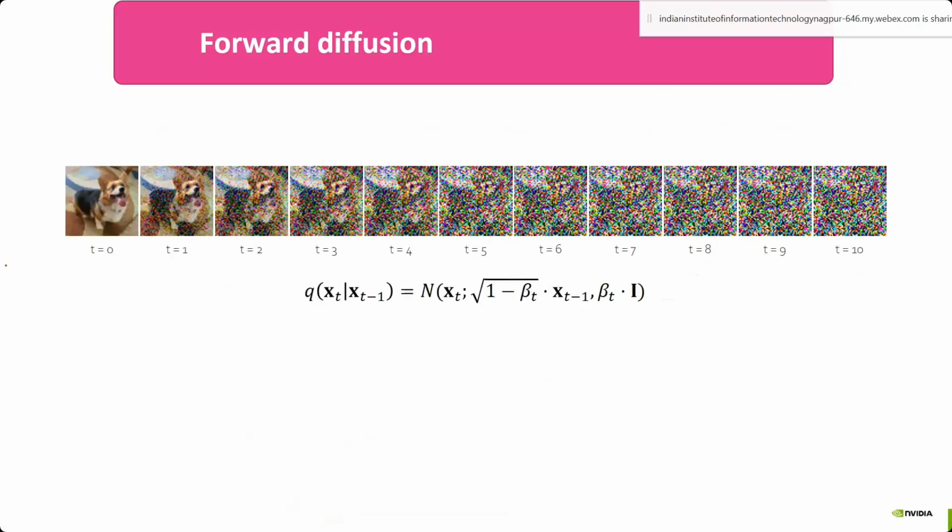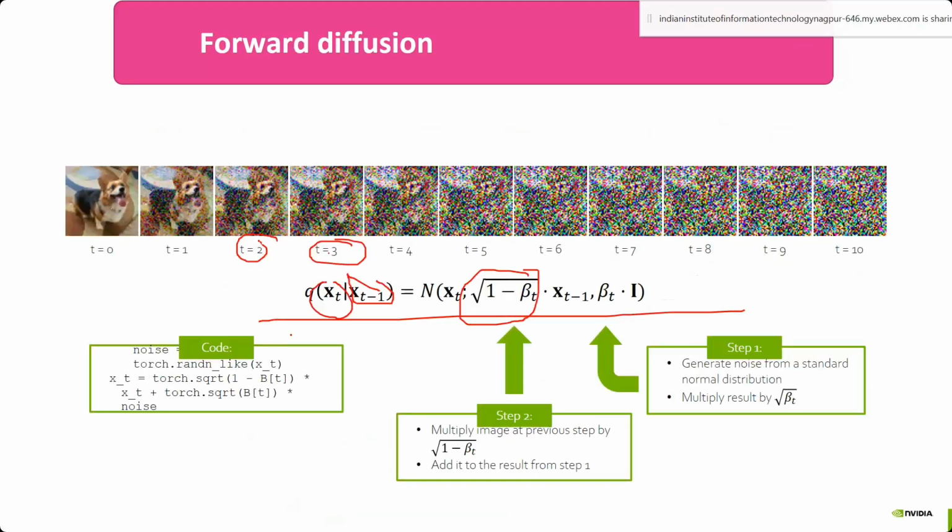So if you see here, this is the forward diffusion process. This is the formula to get the distribution at any point of time. This is your previous step image, xt minus 1; you add this much noise and you get the xt image. You take the xt minus 1 image, add noise, and get the next image. So these are the steps.